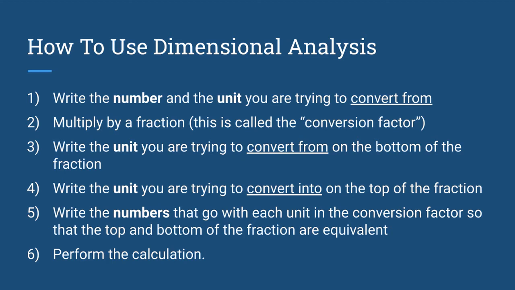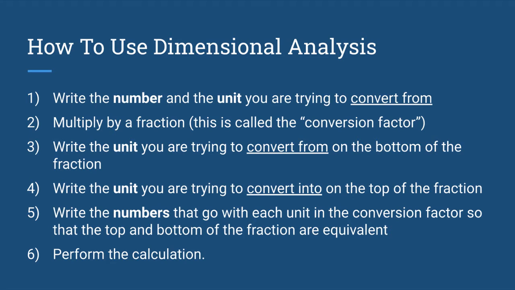Step 1, write the number and the unit you're trying to convert from. Step 2, multiply by a fraction. That's your conversion factor. Step 3, write the unit you're trying to convert from, the one you're trying to cancel, on the bottom of the fraction. Step 4, write the unit you're trying to convert into on the top of the fraction. Step 5, fill in the numbers that go with each unit of the conversion factor so the top of the fraction is equal to the bottom of the fraction.